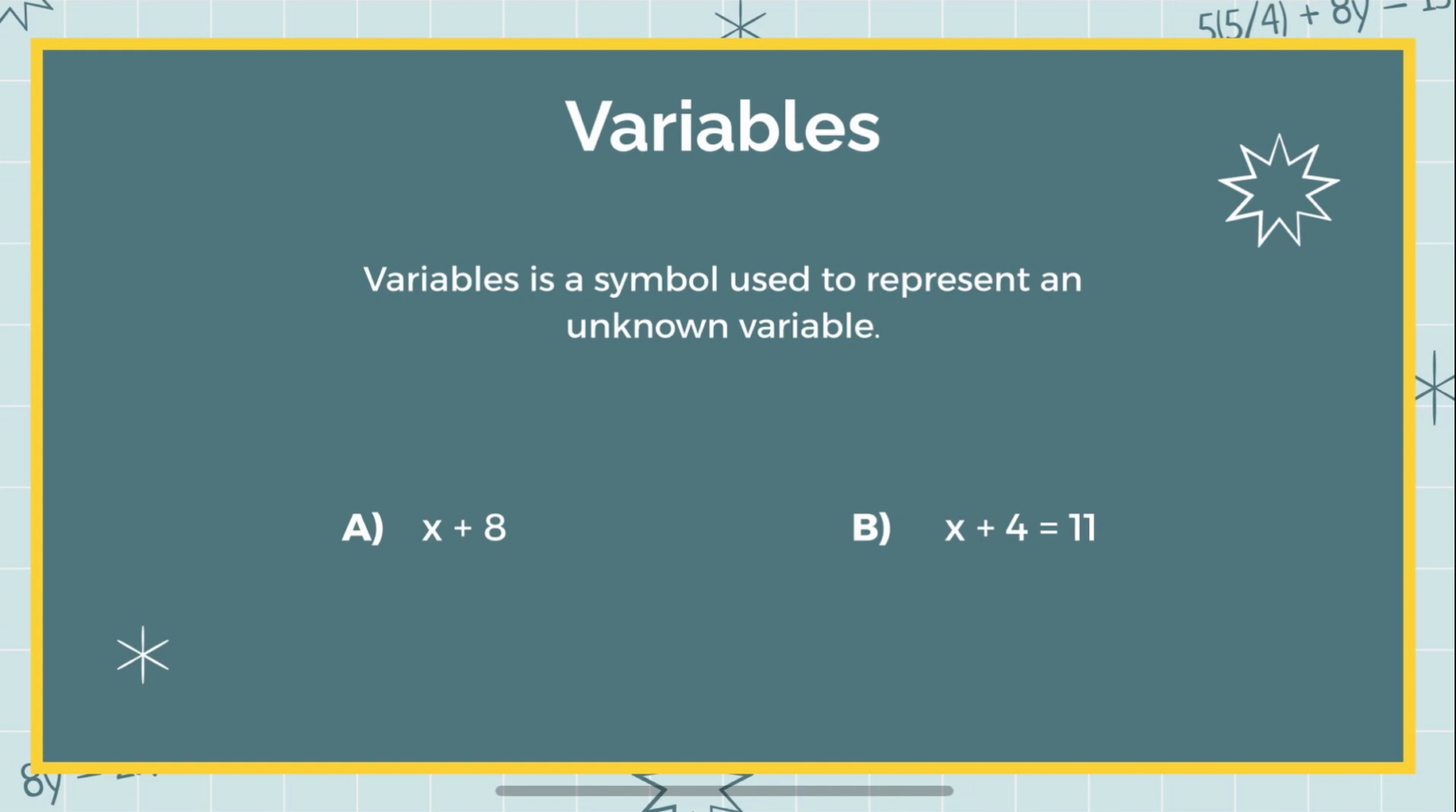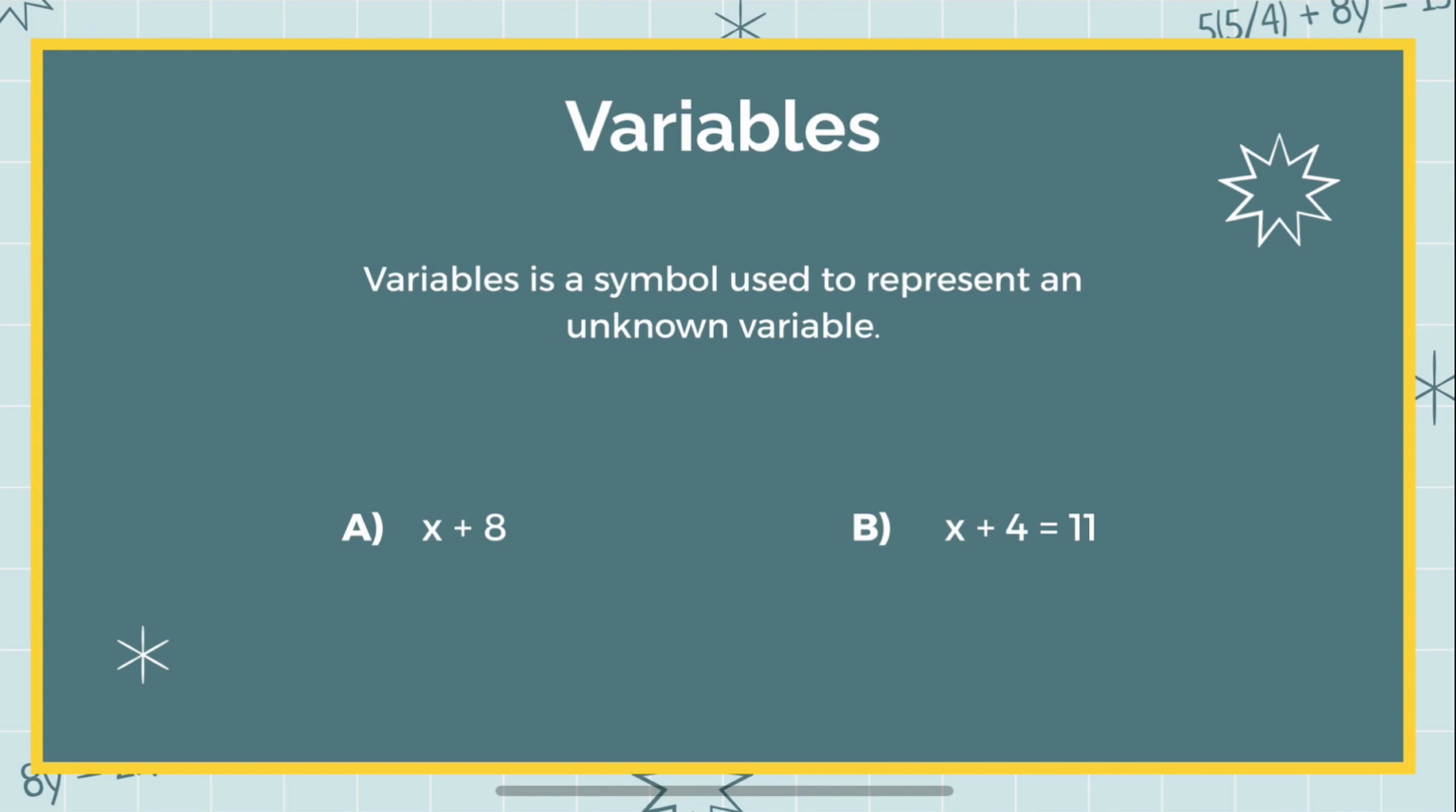We will go over one example where the value of the variable can change and one example where the value of the variable will be defined and it only has one value. Let's first look at example A, expression x plus 8. In this example, the variable can change. It is not defined or set to one value.